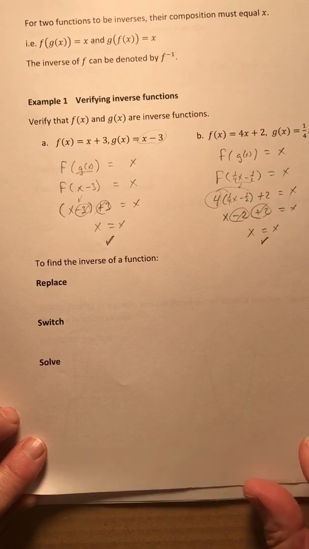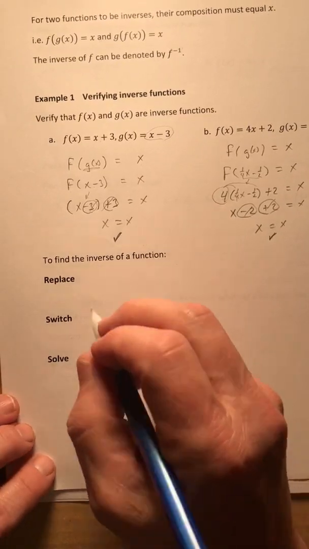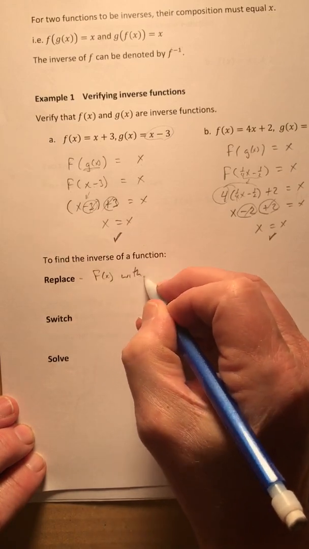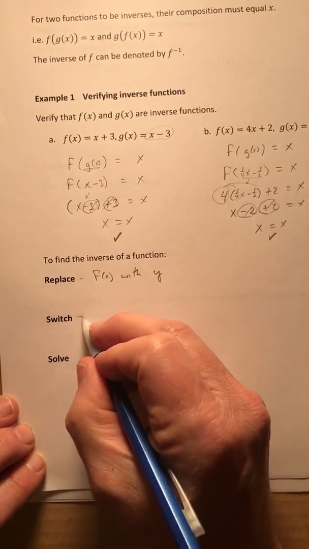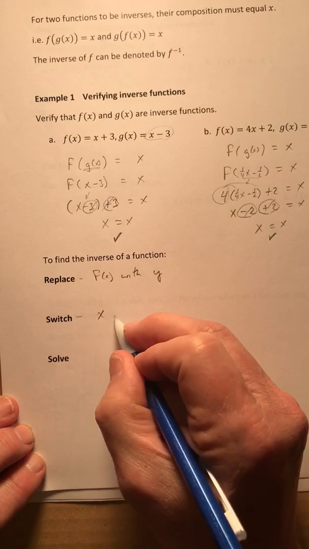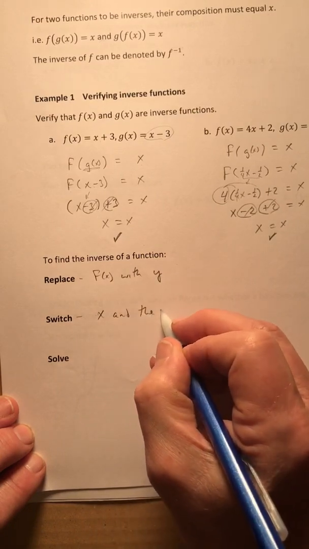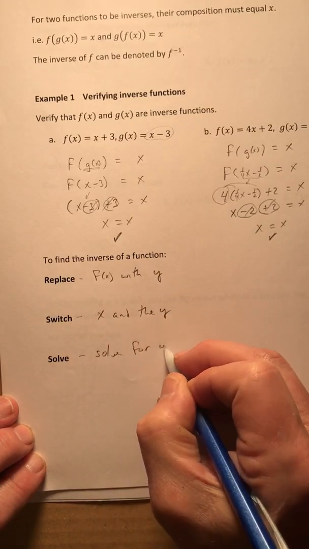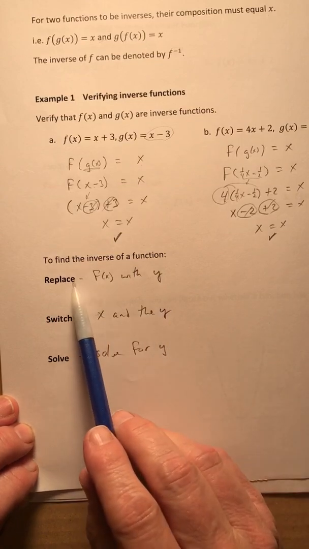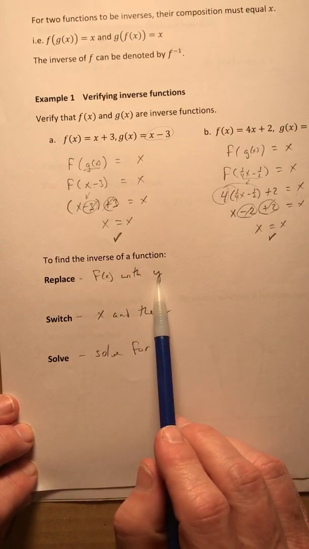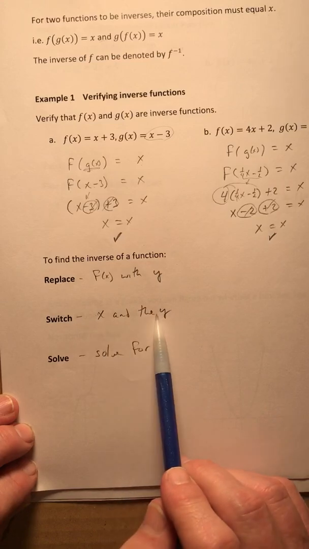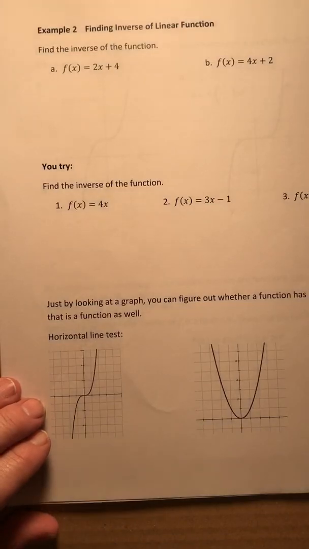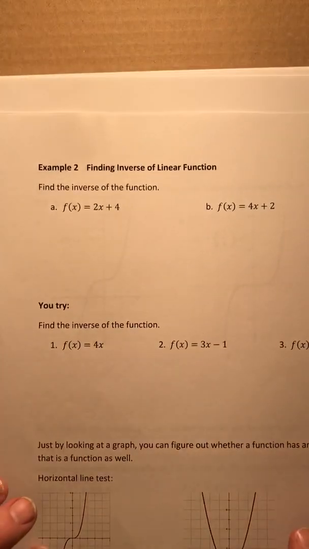All right, how to find an inverse function. First thing you do is you replace f of x with y. Then you switch the x and the y, and you solve for y. Okay, so again, 3 steps. Replace the f of x with the y, switch your x and your y, and then solve for the y. And then that'll give you your inverse function. All right, let's see how to do this.